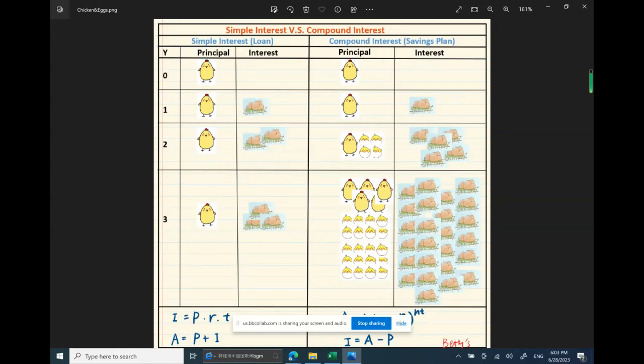So at the beginning of year 3, your principal grows again. Not 1 chicken at the very beginning. Also not the 5 chickens. Instead, it grows to 25 chickens. That is the original principal and all the accumulated interests.